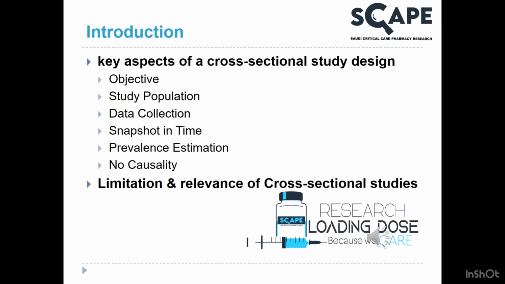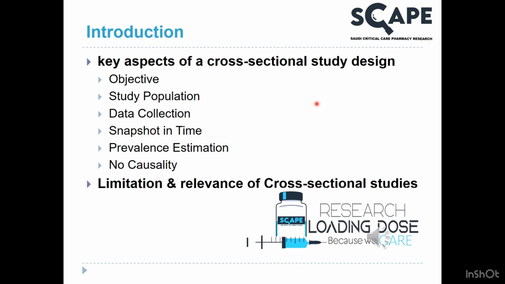Let's talk about what the important factors involved in cross-sectional studies are and how we can implement them. The most important factor, not only in cross-sectional studies but in other studies, is the formulation of study objectives. But in cross-sectional studies, most of the time the study objectives are based on the prevalence of a specific characteristic or condition within a population.